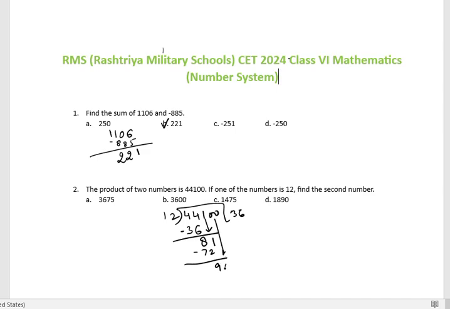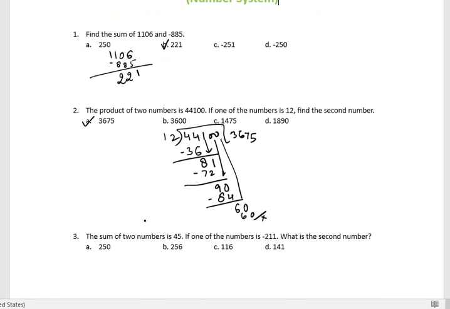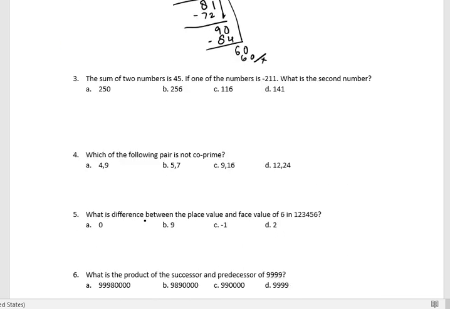Bring this 0 down. 12 sevens are 84. Subtract 84 from 90. So 10 minus 4 will be 6. Bring down this 0, and 12 fives are 60. So you should know the table of 12. I am assuming that you know the table of 12 as you are appearing for the exams. So the correct answer is 3,675. I hope it is clear. Let's move to the third question.